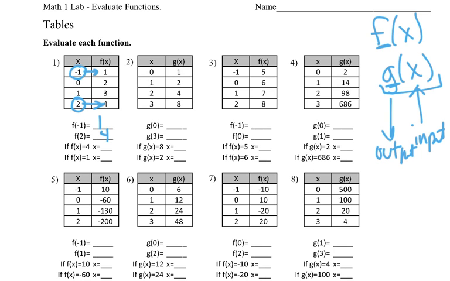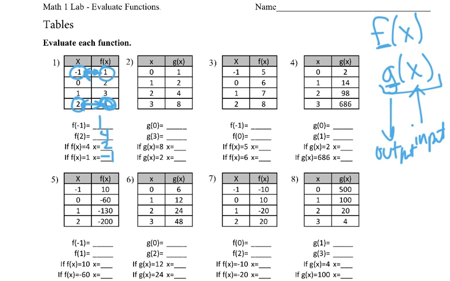Now it says if f of x equals 4, what does x equal? Well, now f of x is the output side, and so I go back, and that's 2. If f of x equals 1, well, I know x is going to be negative 1. Okay? In that case, they were just opposites of each other.